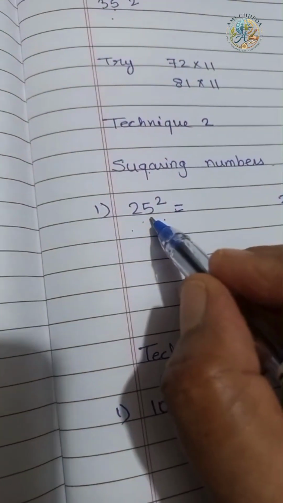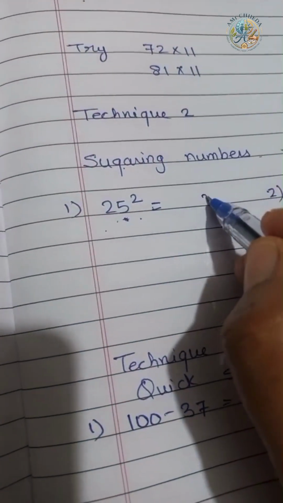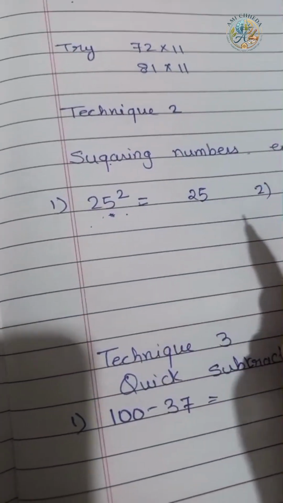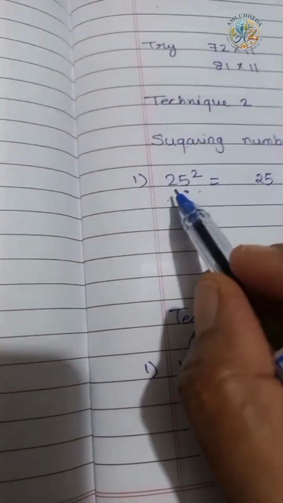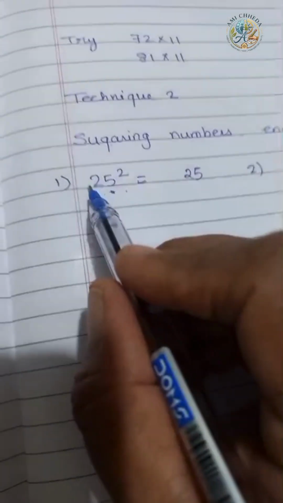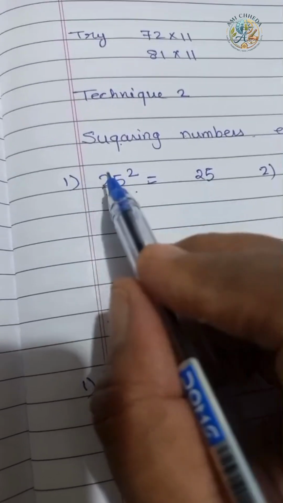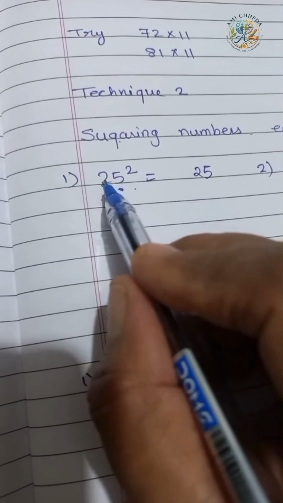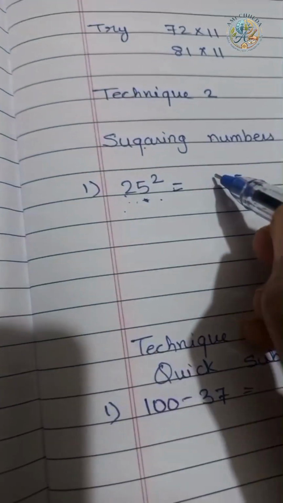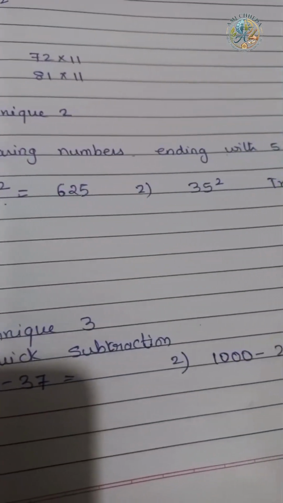What you have to do is write the square of the last digit, that is 5. The square of the last digit is 25. Now, what is the number in the tens place? It is 2. What is the successor of this tens place number? 3. Multiply that successor with this number. 2 into 3 is 6. So it is 625.